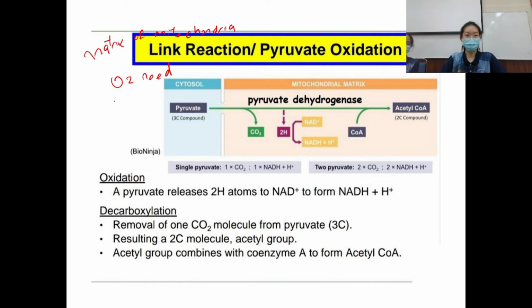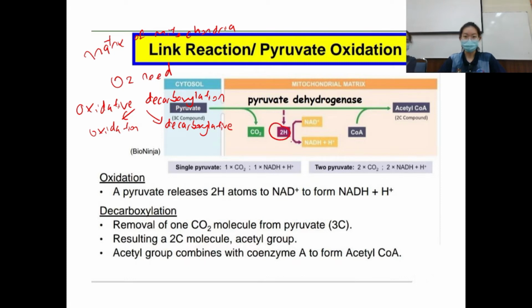In the link reaction, the process that occurs is called oxidative decarboxylation. So why is it called oxidative decarboxylation? Because it is the combination of oxidation and decarboxylation. The first reactant of the link reaction is pyruvate. Pyruvate is a 3C compound. The pyruvate comes from the final product of glycolysis. Okay, at first, oxidation. The pyruvate releases 2 hydrogen ions, and these hydrogen ions are accepted by the NAD plus to produce NADH and H plus.